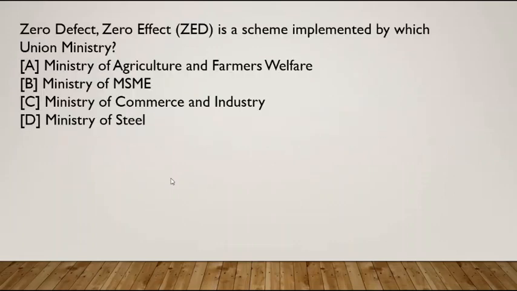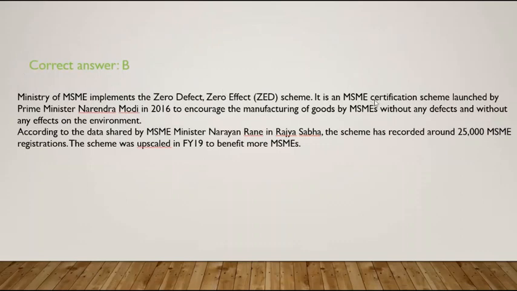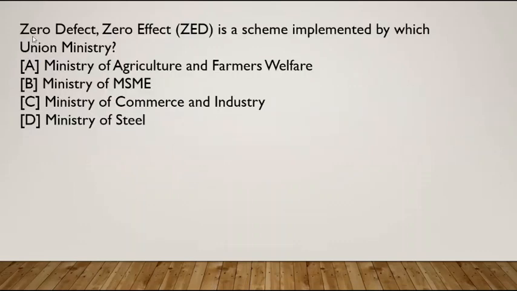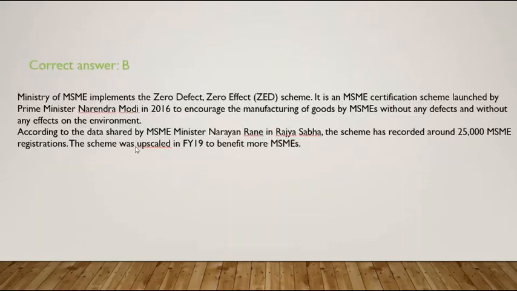Zero Defect, Zero Effect is a scheme implemented by which union ministry? The answer is the Ministry of MSME. It is an MSME certification scheme launched by PM Modi in 2016 to encourage manufacturing. Why was this in the news? Because it was extended up to some years and an increase in budget allocation was done. Since the word is quite fancy, there are chances it will be asked, and you cannot directly guess that it is from the Ministry of MSME. So it becomes an important question, so I added this question in this video.